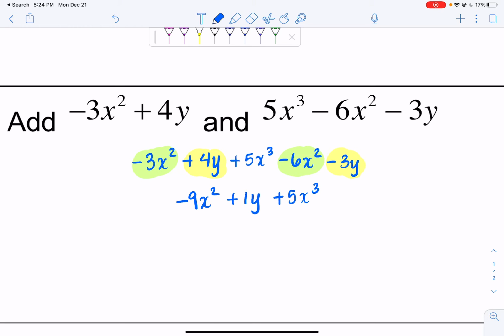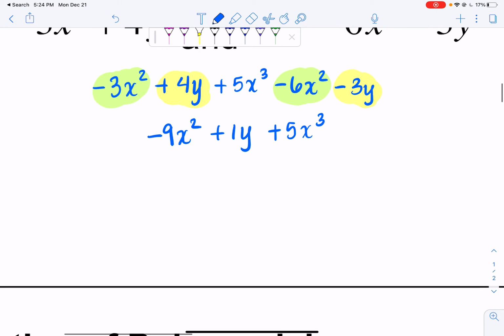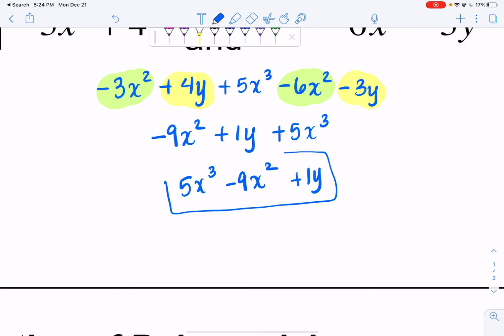But here's the issue. I'm not in standard form, so I have to put it in standard form. So my 5x cubed comes first, and it's positive, so I'm going to keep it positive. I then have my minus 9x squared. I have to keep it minus. And then I put my plus 1y. And that's your final answer.